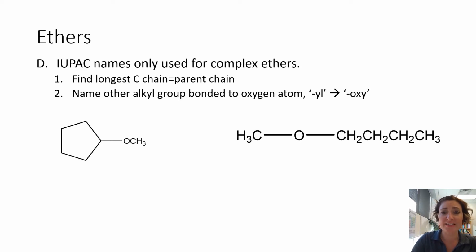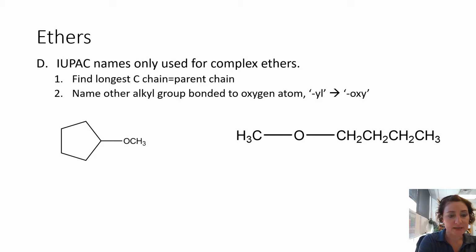The opposite side of the oxygen is going to become an alkyl group. So the other R group on there is your alkyl group, and one is a parent chain. Instead of naming it, say, methyl with the YL ending like we do for every other alkyl group, you're going to change that YL ending to OXY. So methyl becomes methoxy. Let's see this in practice.